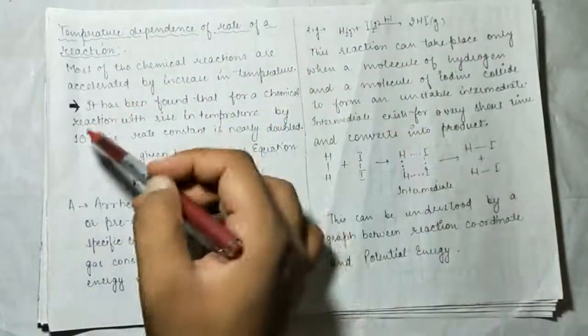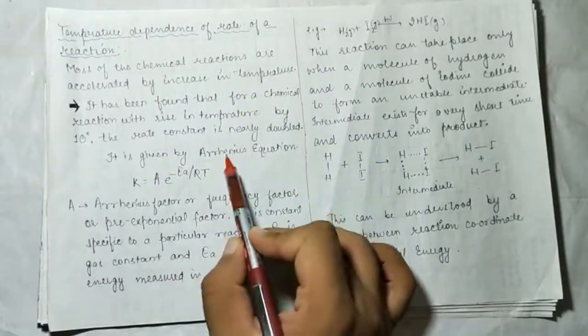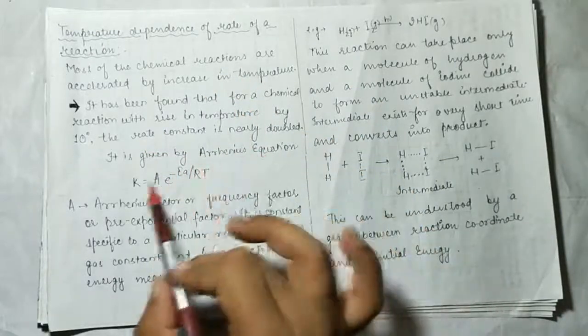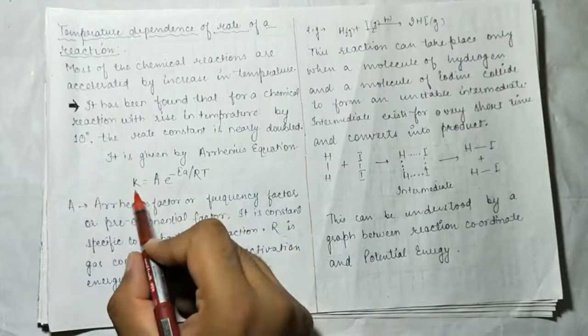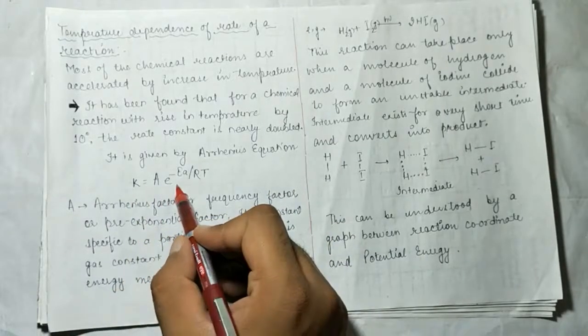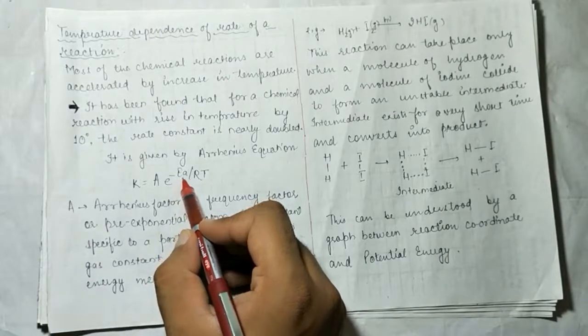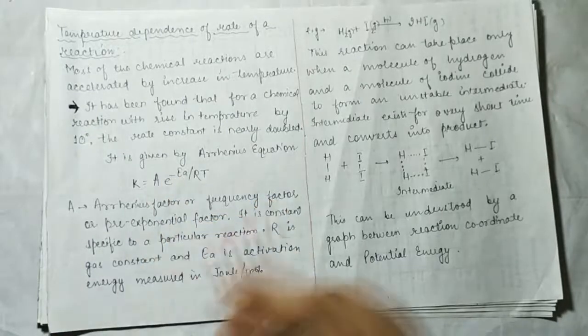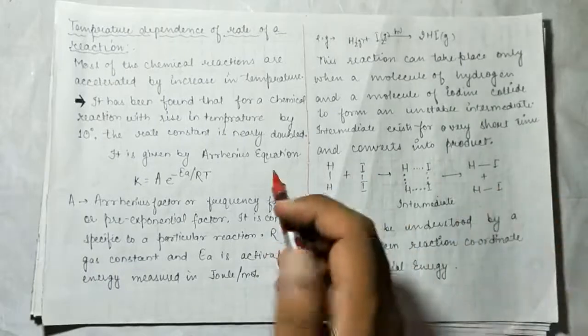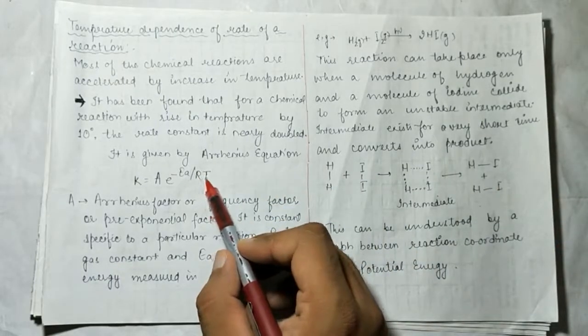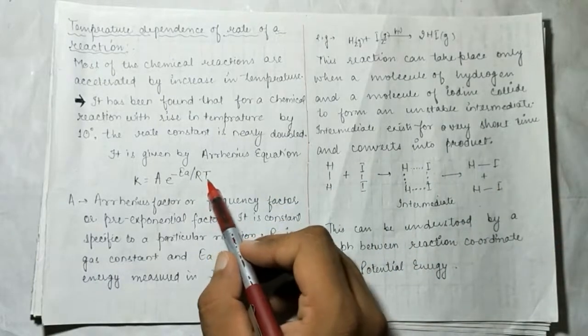Okay, and it is given by Arrhenius, and the equation is called the Arrhenius equation. And the Arrhenius equation is K, the rate constant, equals A into e raised to the power minus Ea, where Ea is the activation energy, we will discuss it later, divided by RT. R is the universal gas constant, T is temperature.